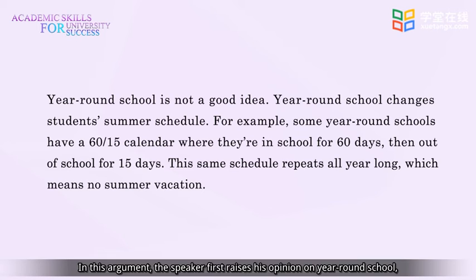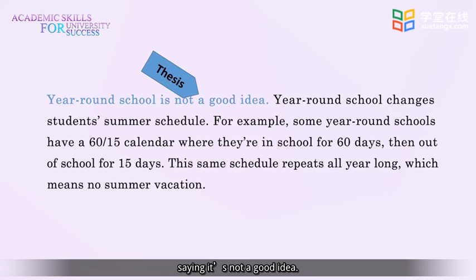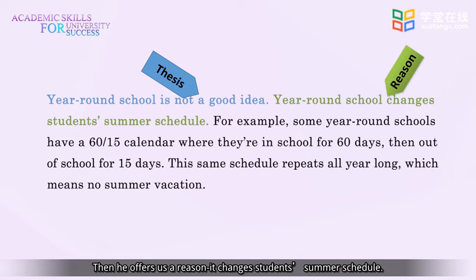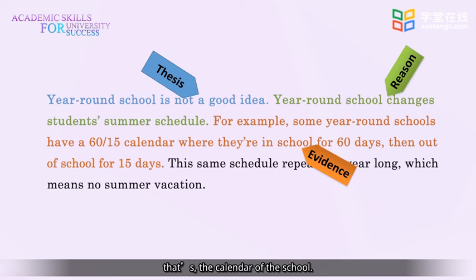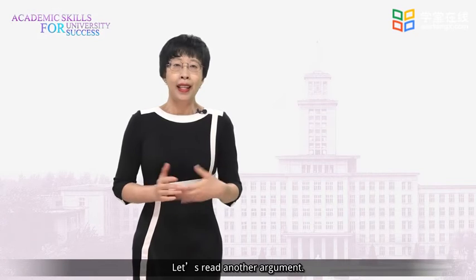In this argument, the speaker first raises his opinion on year-round school, saying it's not a good idea. Then he offers us a reason. It changes students' summer schedule. He moves on to further support the reason with some evidence. That's the calendar of the school. Let's read another argument.